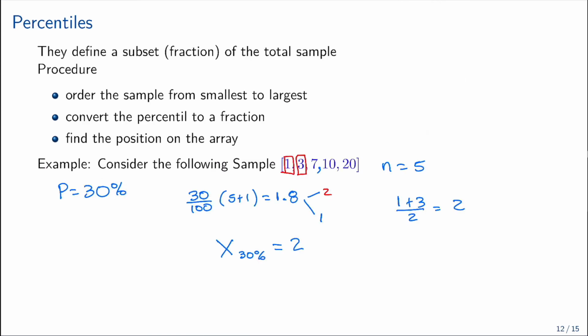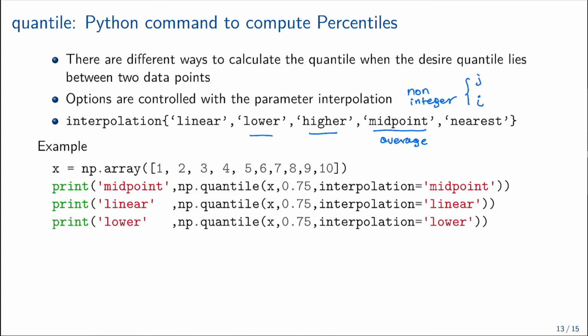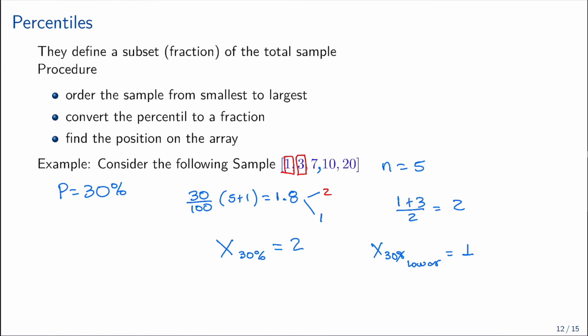Like in this case, the lower will be 1, and the higher will be 3. 2 will be the midpoint, and the linear will be 1 plus the linear combination in between 1 and 3.